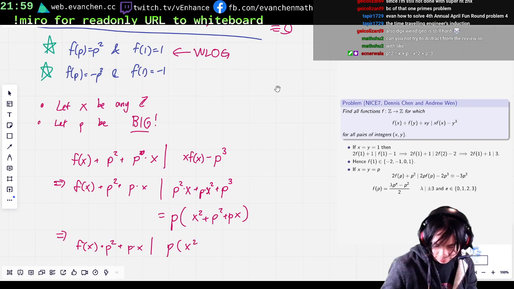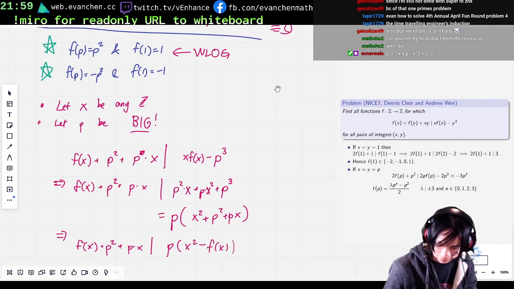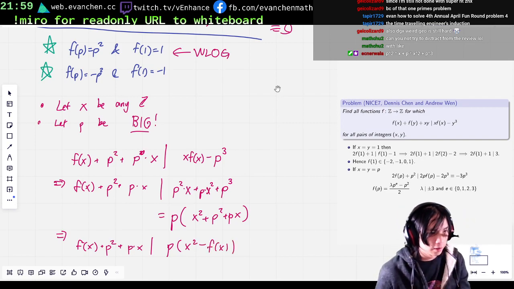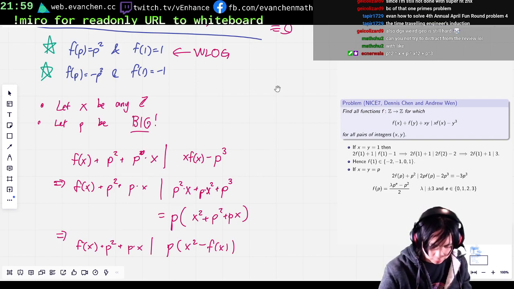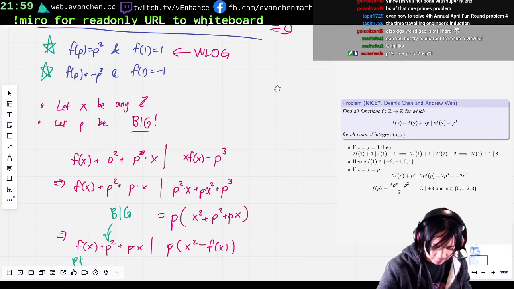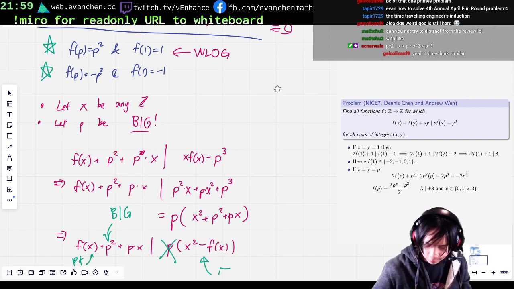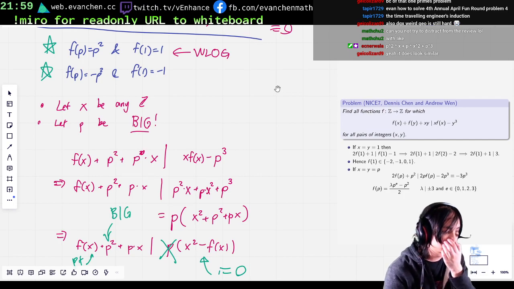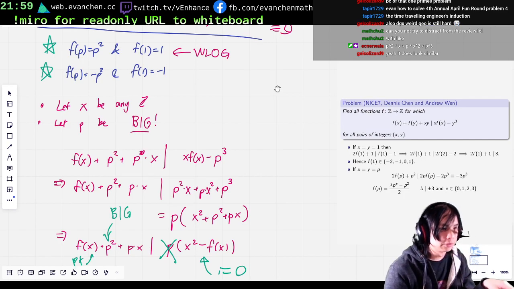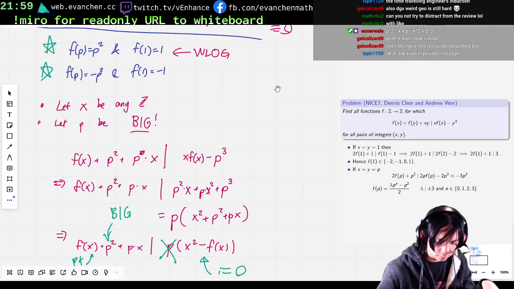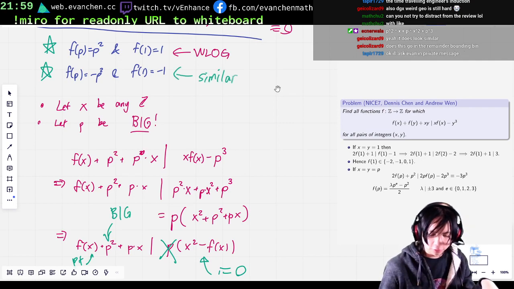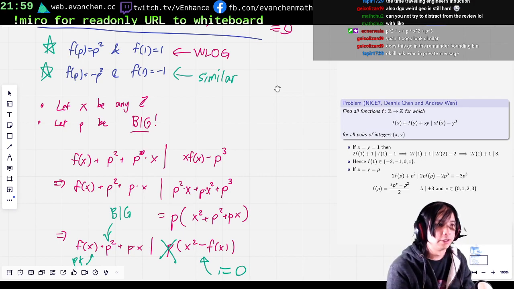I feel like I've done this exact calculation before in 2016 N6. Like I feel like it's actually the same expression too. Okay, so yeah, you just let p be big. If p is big enough that p doesn't divide this guy, then you can kill off this p, and so this thing has to equal 0. So f of x is x squared. The other case is similar. So once you have it on sufficiently large primes, you'll have it for everything. The end.